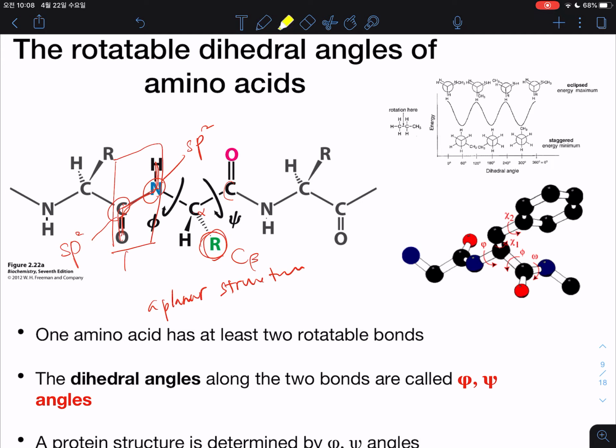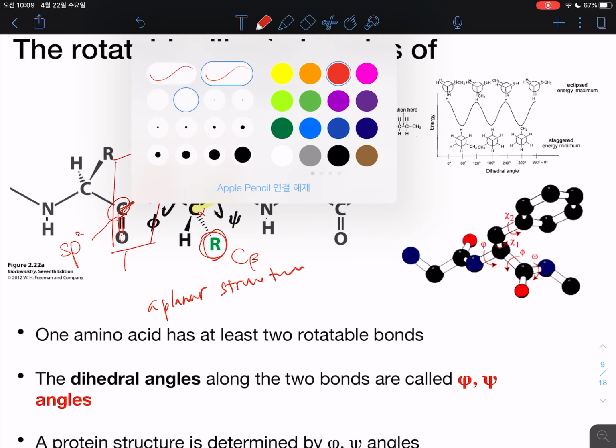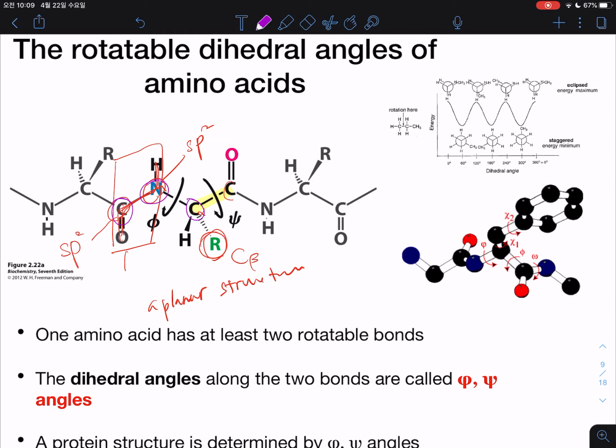And as I mentioned, this bond and this bond are rotatable. The dihedral angle formed between these four atoms is called the phi angle, and another dihedral angle formed between this N, C alpha, C, and N is called the psi angle, okay? And these two are rotatable.